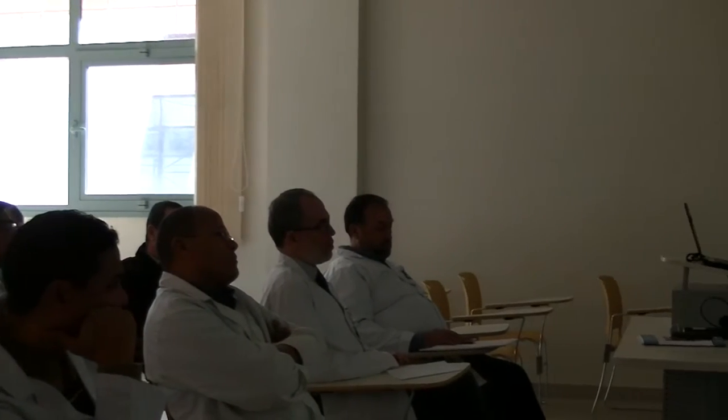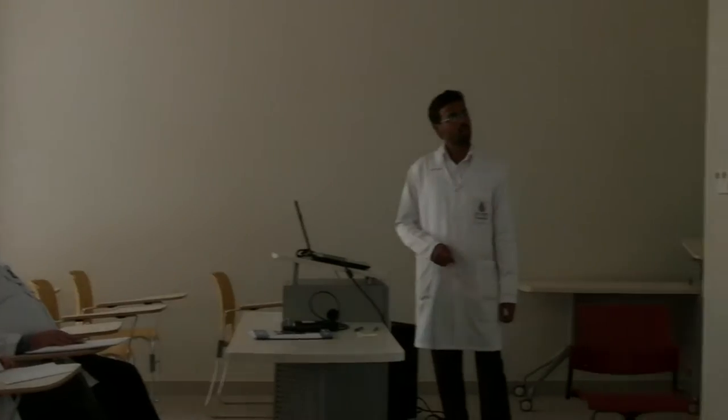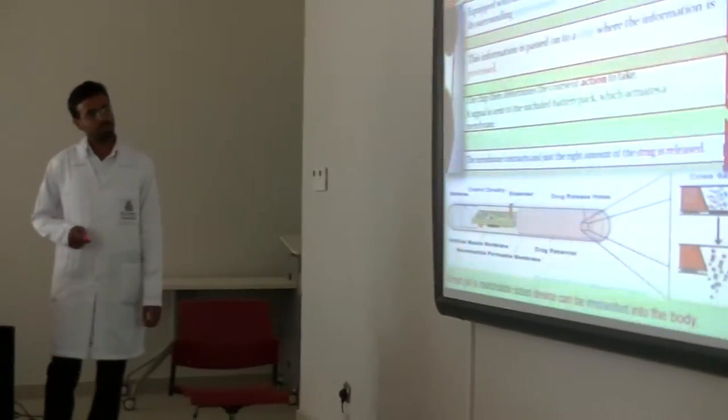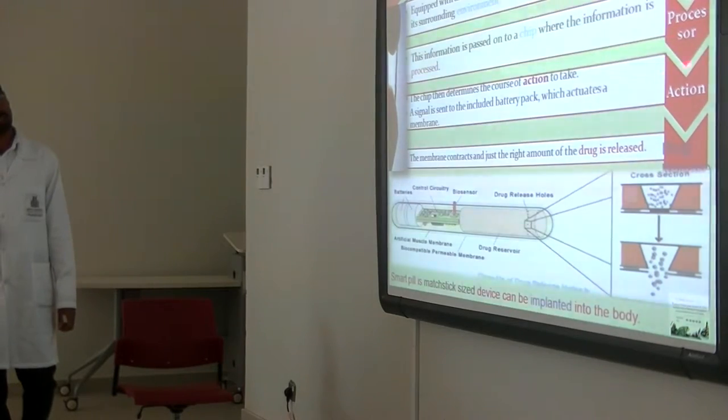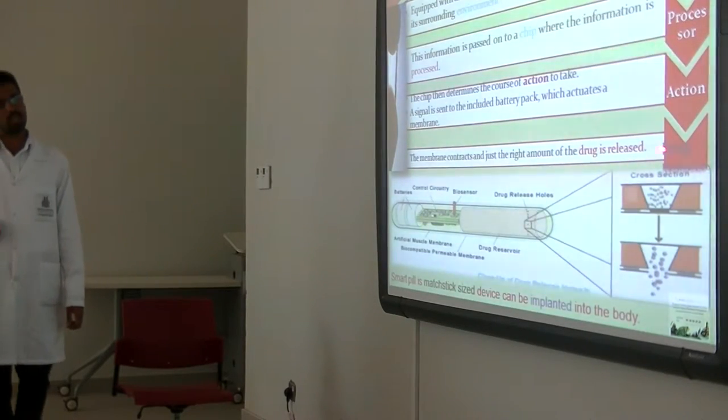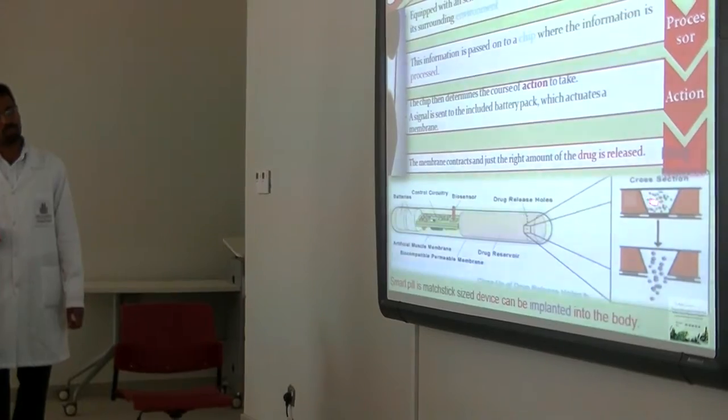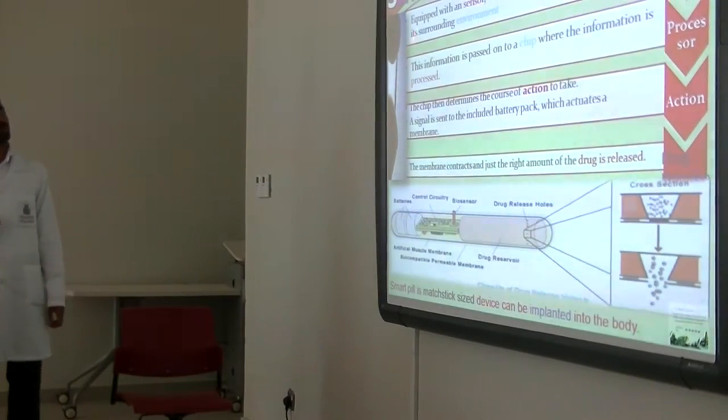Here is how it looks, and here is how it can be fabricated and how it can be implanted. The advancement of this one is again a smart pill, which will have three components. One is a sensor, the next one is a processor. The processor will give you the action, and the action will be in the form of drug release. Let's have an idea one by one.